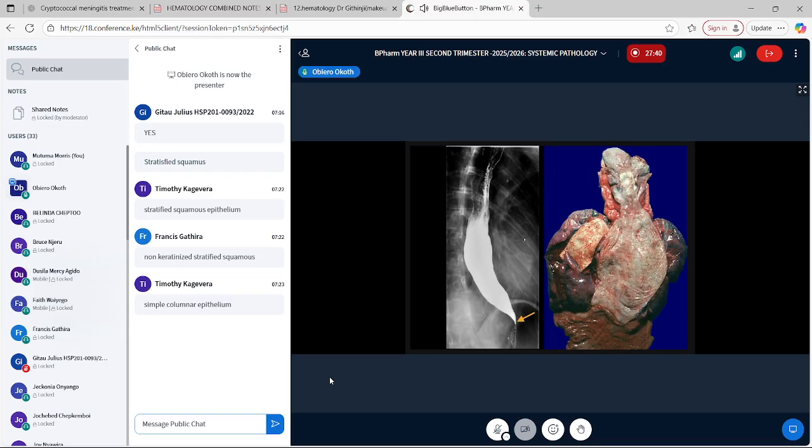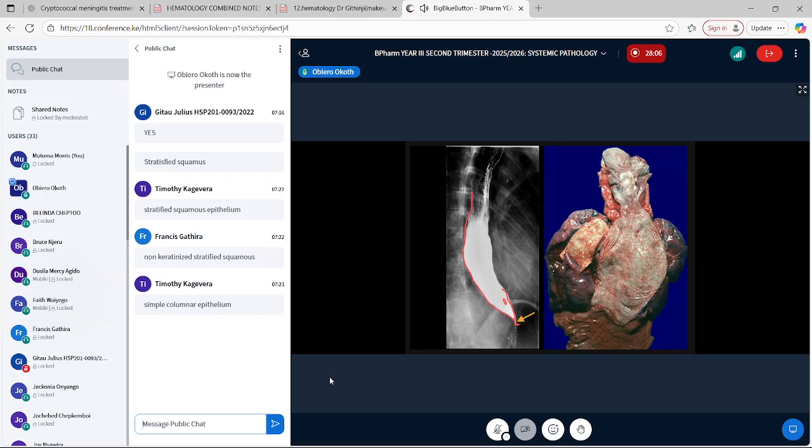This is the bird beak sign. So this is the lower esophageal sphincter. It's very tight, so food is not passing through. You're given this barium swallow. You can see here there's dilatation of the proximal esophagus, which is markedly dilated, and then it comes here. It looks like the beak of a bird, if that is the head of the bird, and then this is the eye of the bird. This is what we call the bird beak sign.